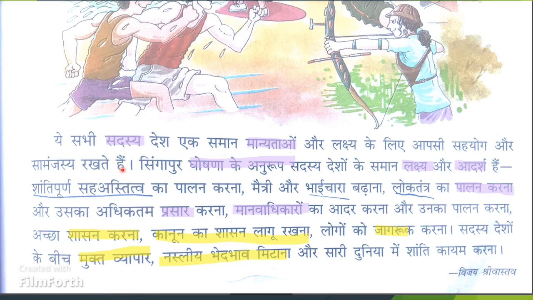Now all the 54 member countries of the Commonwealth Games support each other and stay in harmony with each other for achieving the purposes of having same or similar opinions and aims. Here, sadasya means member countries, manyatayein means opinions, sahyog means support, and saamanjasya means harmony. They all stay in harmony with each other and want to achieve similar goals in life.